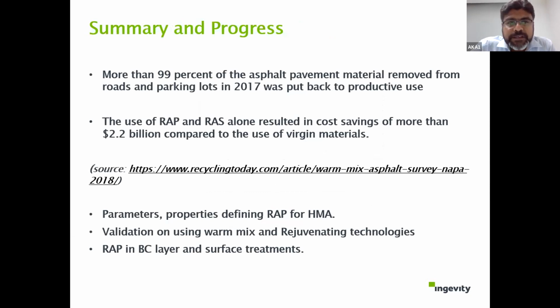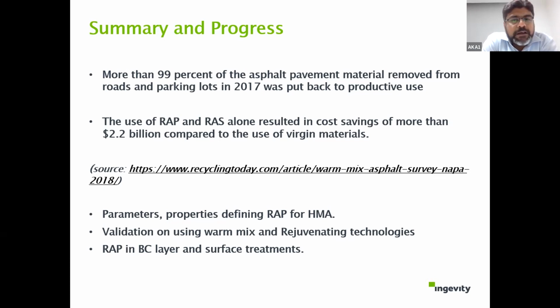So to conclude, this was a statement which I took from this article. More than 19% of asphalt pavement material removed from roads and parking lots in 2017 was put into productive use. So this was the data of 2017, and this is data typically only for the US, not for any other place. And the use of RAP alone has resulted in cost savings. They have a kind of calculator that they use to find out how much virgin aggregate has been replaced by recycled materials. So this is the value that they are seeing. Once we start seeing these values, I think there is a lot of potential to start exploring the use of high RAP in the road system.